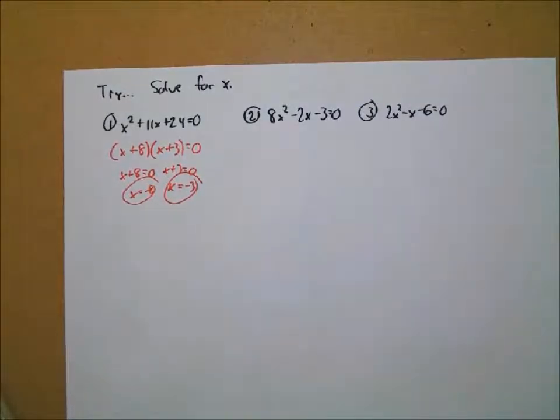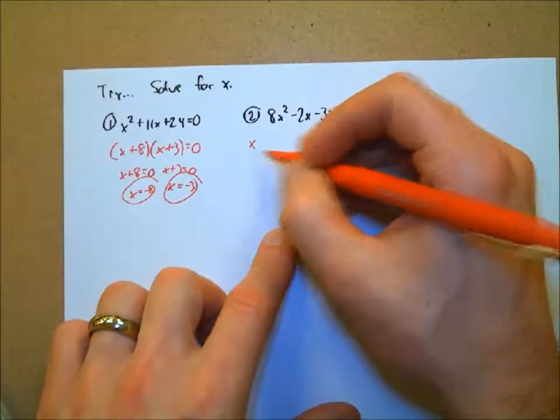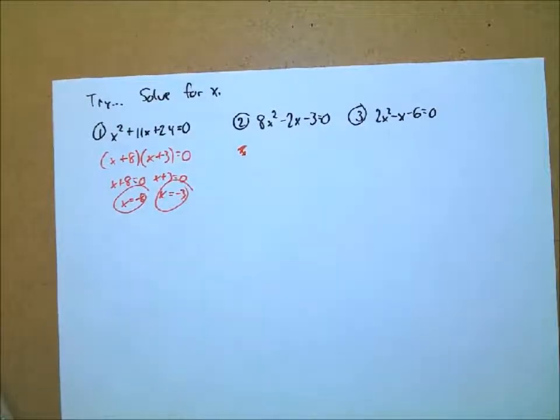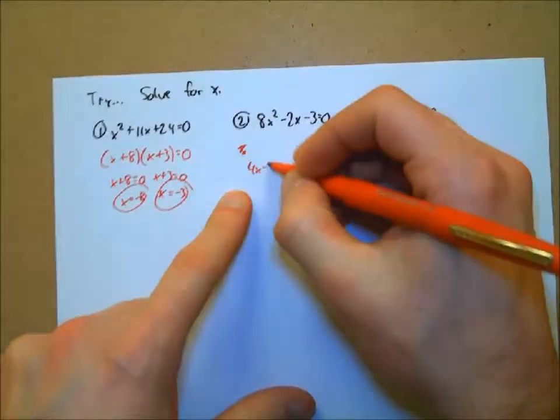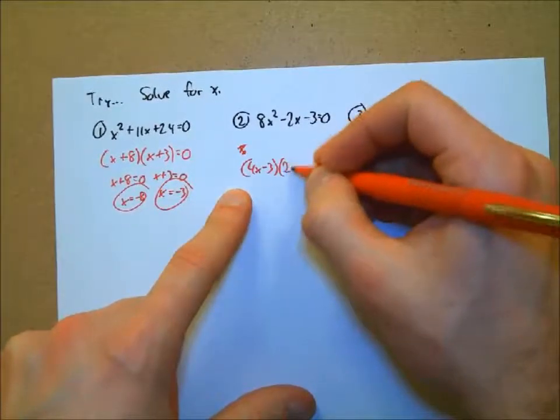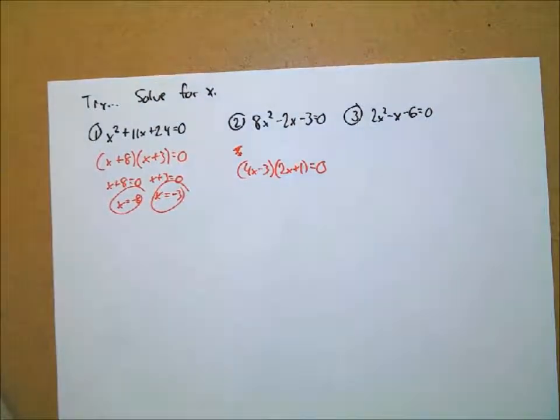Okay. How about Kyle, were you able to factor number 2? Yeah. All right, what'd you get it to factor to be? Just give me the factored version. 4x minus 3 and 2x plus 1. Okay, 4x minus 3, 2x plus 1 is what it ultimately factors to be, whatever method you choose to use there.